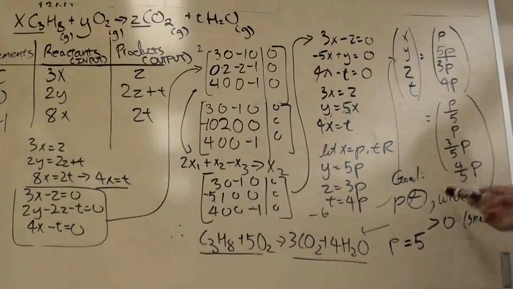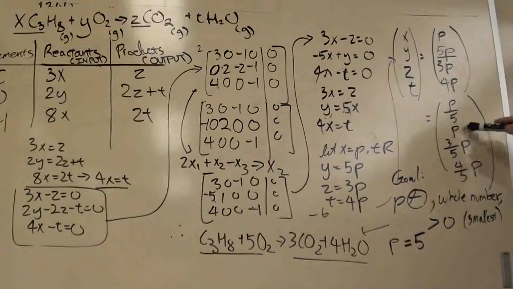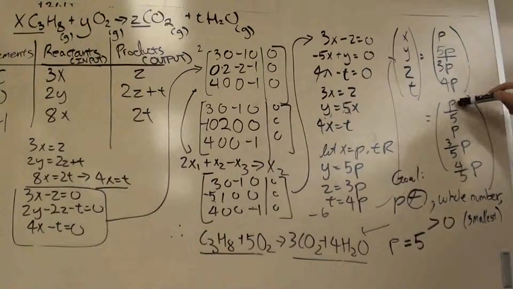So again, because of the rule we talked about, all of these must be whole numbers greater than 0, right? So let's look at the smallest one, 1 over 5P. This has to be greater than 0. So what's the smallest P value you can use to make sure this becomes a whole number? That's going to be 5.